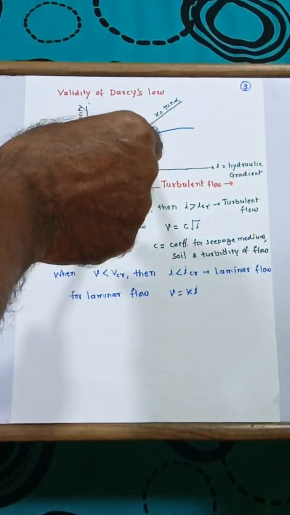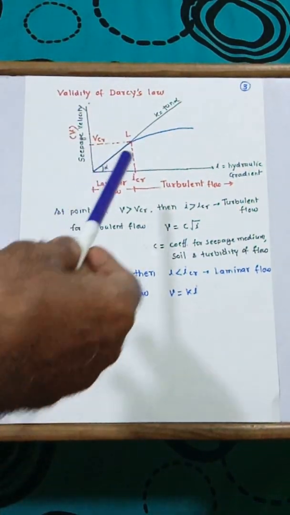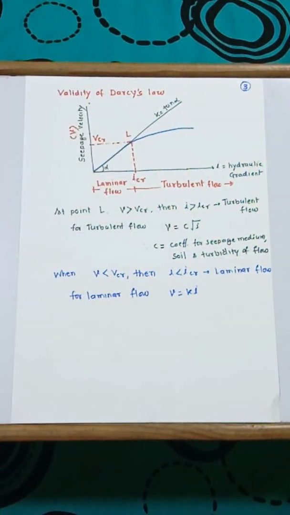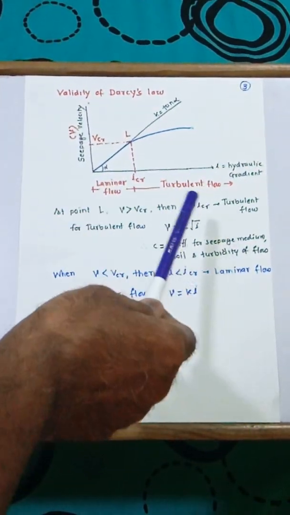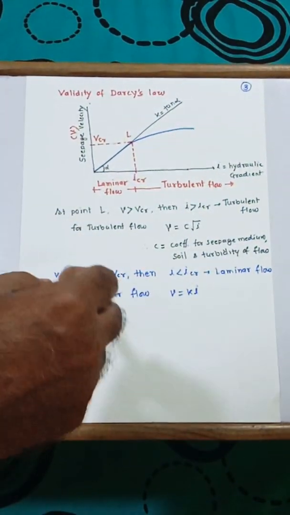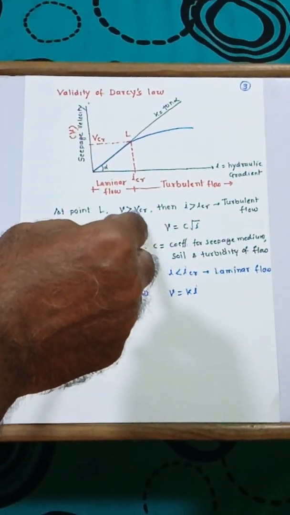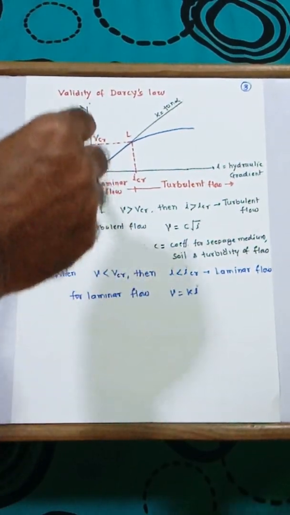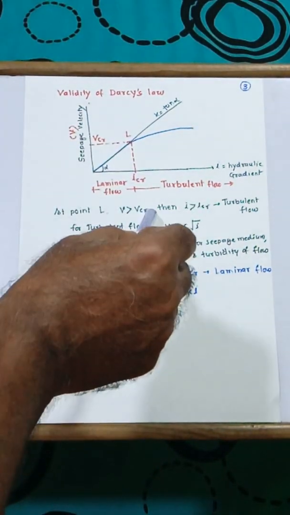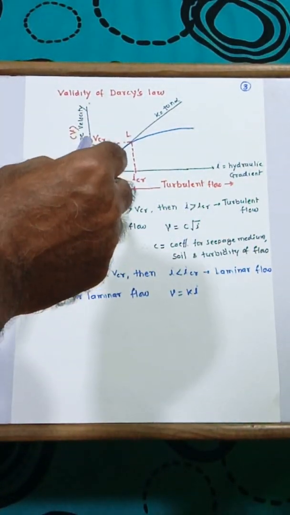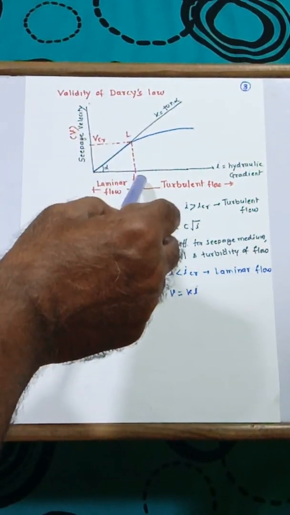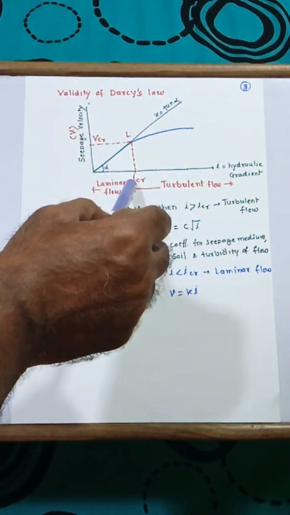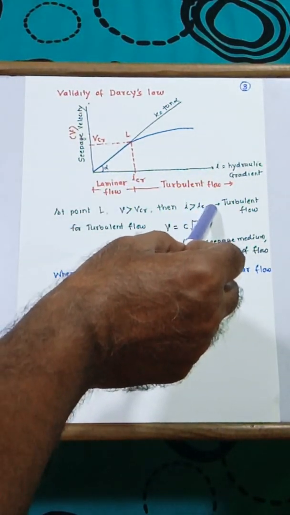So the critical point is L, which separates these two flow conditions. The first part is a laminar flow, and the second part is a turbulent flow. So at point L, when the discharge velocity, or sorry, seepage velocity, is greater than critical velocity, then you'll find that when this V value is beyond this, I is also greater than ICR. So I is greater than ICR.